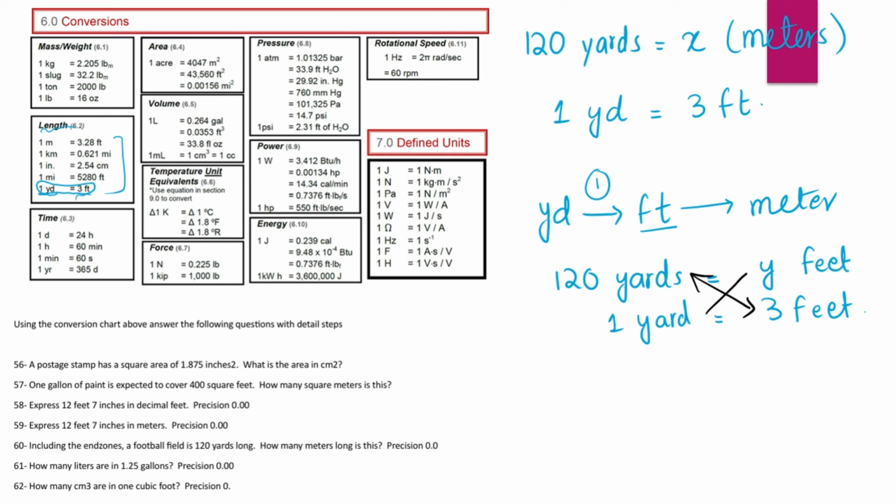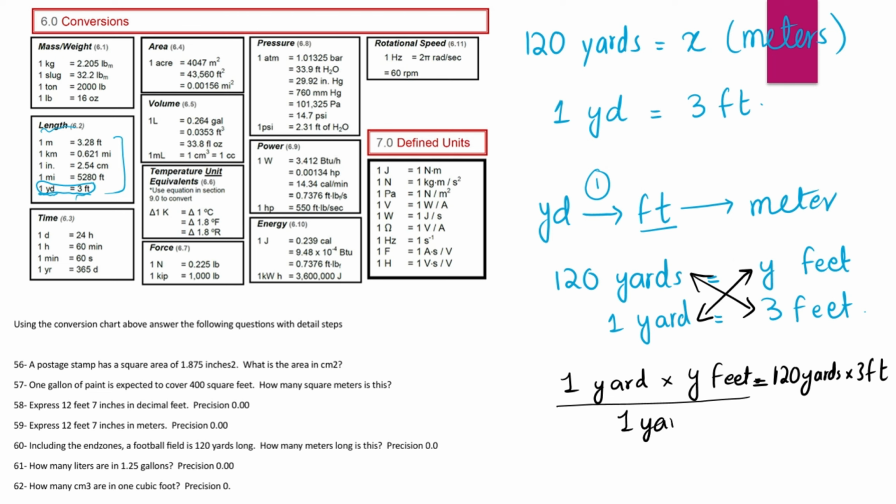Cross multiplication and find the y feet. So if you write 1 yard multiplied by y feet equals 120 yards multiplied by 3 feet, you can just do the division. We need to remove this 1 yard, so divide by 1 yard on both sides. This yard will be cancelled by this yard. On the left hand side we have y feet, and on the right hand side we have 120 multiplied by 3, which is 360 feet.